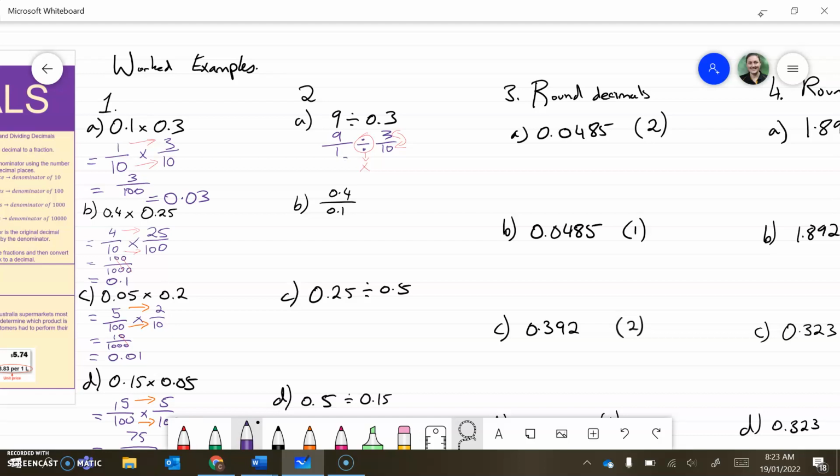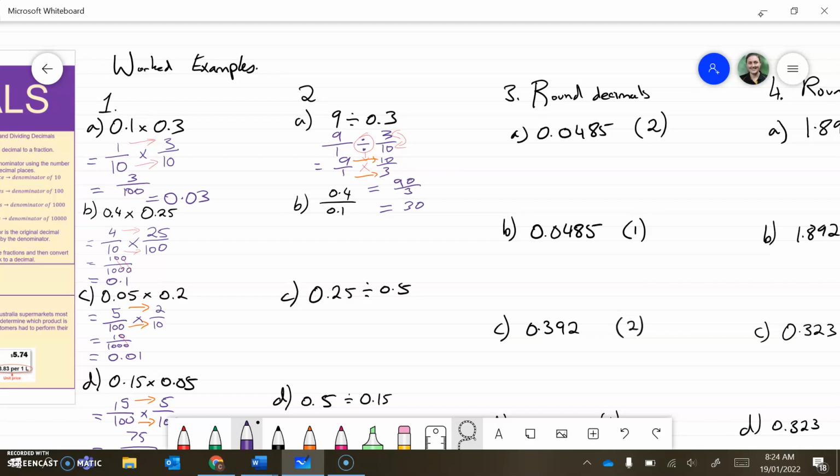So you're going to have 9 over 1 times 10 over 3. We then multiply numerators, multiply our denominators. So we're going to have 90 over 3, which is 30.